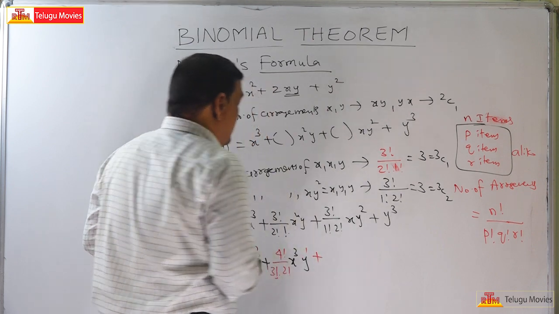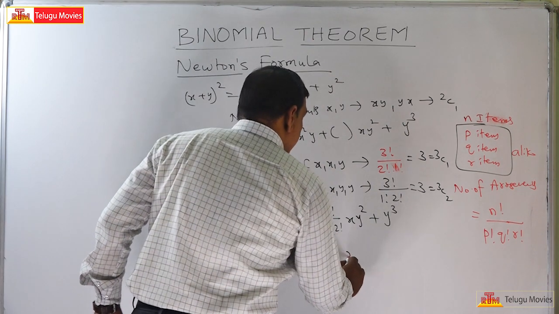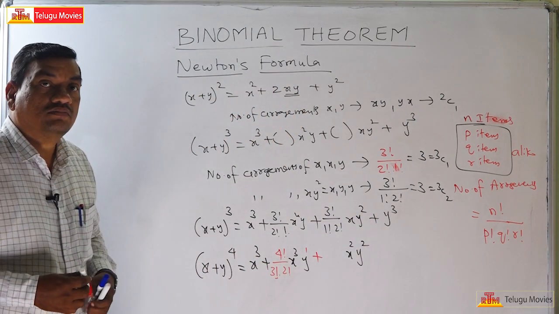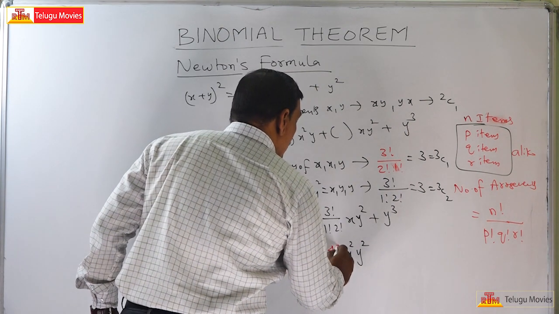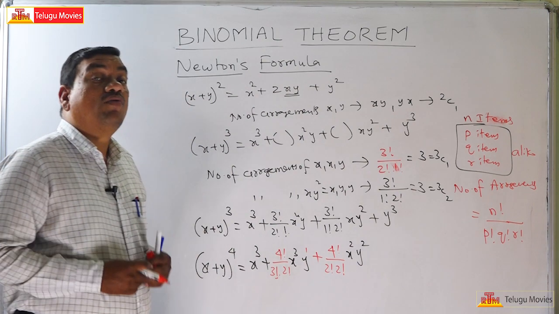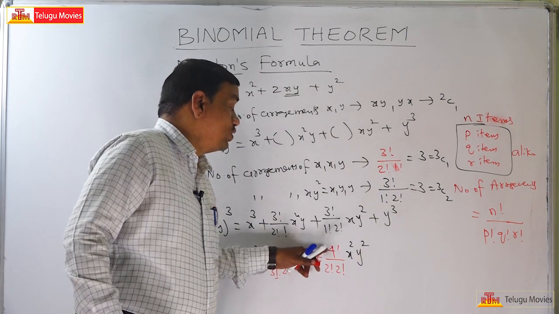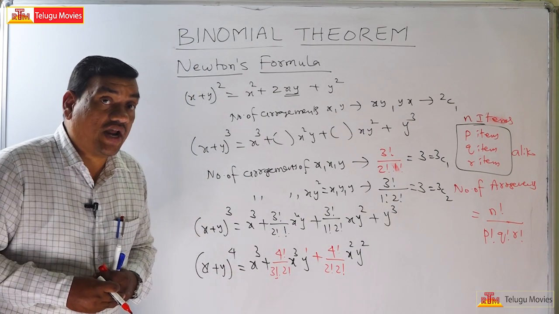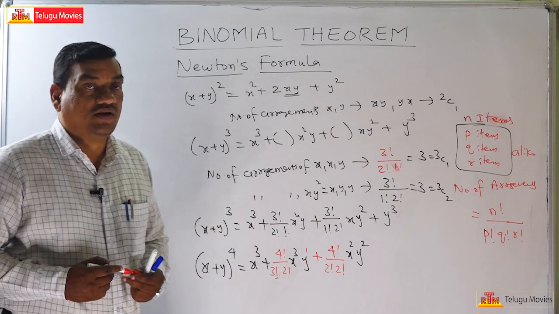Next, what is the next term? The next term is x square y square. Understand? So what is it here? 4 factorial by 2 factorial into 2 factorial. The number of arrangements of 2 x's and 2 y's is given by the total 2 plus 2, 4 factorial, divided by, in that total of 4 items, 2 x's and 2 y's are repeated, 2 factorial into 2 factorial.